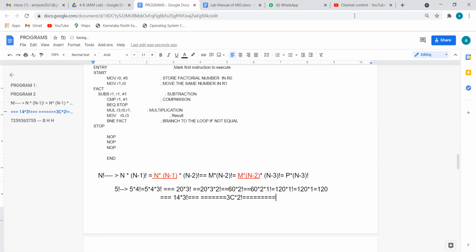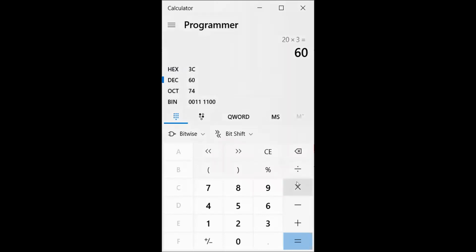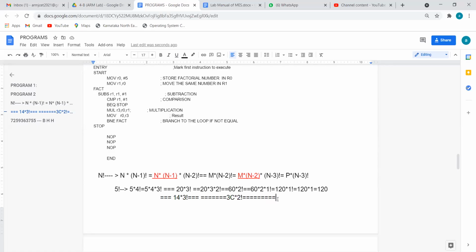So again, go for the calculator. Okay, so into 2, 120. Decimal 120, hexadecimal 78. So back to here, 78 in the hexadecimal star 1 factorial. So what do we end up with? 78 star 1 again equals the last answer, 78.